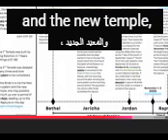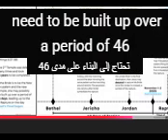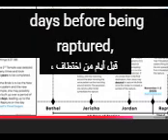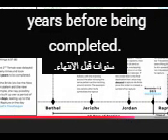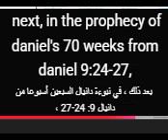The building of the second temple was delayed many times over the years, resulting in the long construction time. If the bride of Christ is supposed to be the New Jerusalem and the new temple, then she may possibly need to be built up over a period of 46 days before being raptured, just like the second temple needed to be slowly built up over 46 years before being completed. Next, in the prophecy of Daniel's 70 weeks from Daniel 9:24 to 27, we see that the end is described like a flood, an obvious reference to Noah's flood.